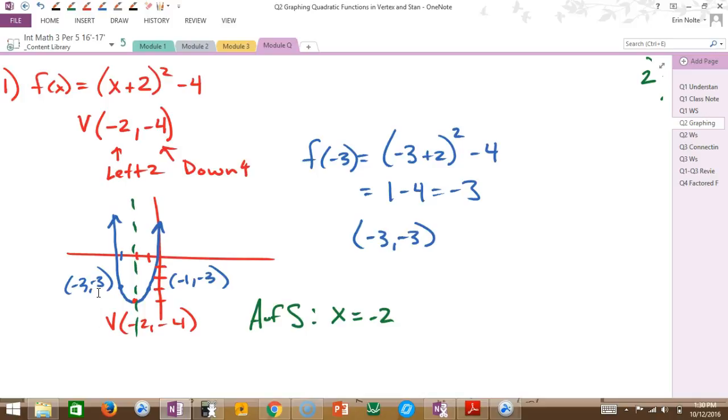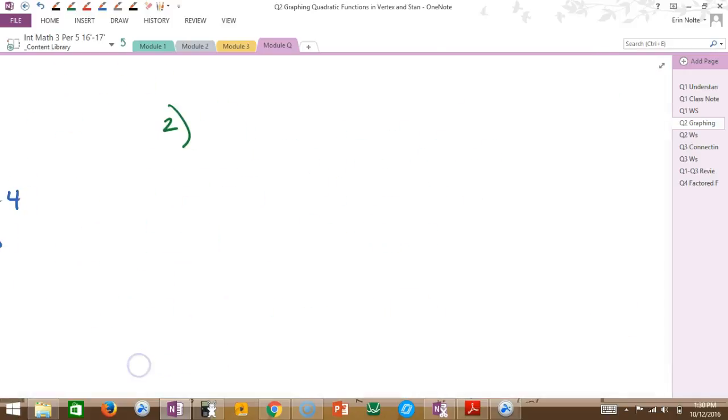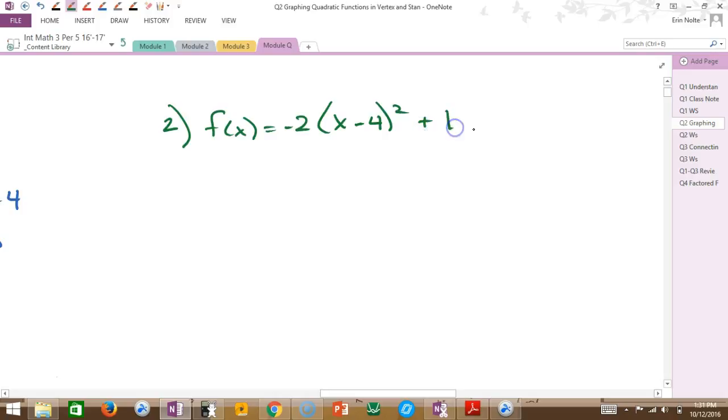Okay. So yeah, I think I get this. Which is good. Let's do a couple more and see if we do get this. Okay, let's say this time my function is -2 (x minus 4) squared plus 1.